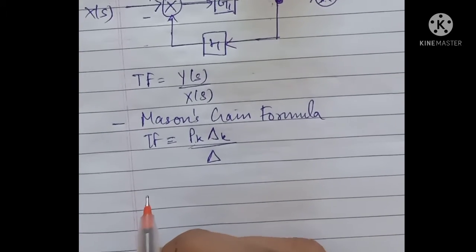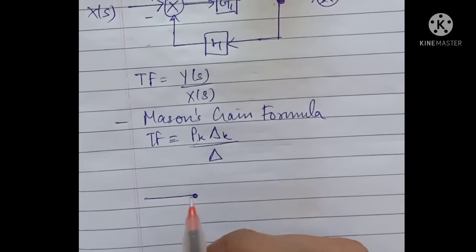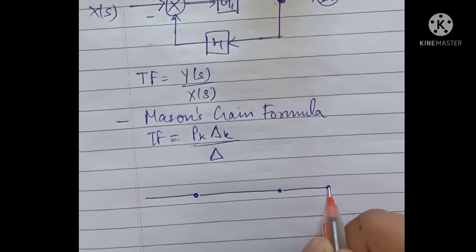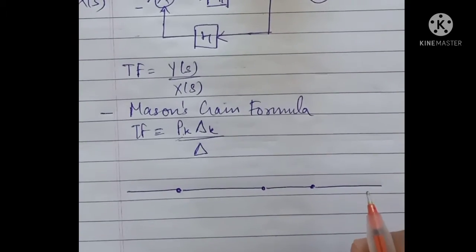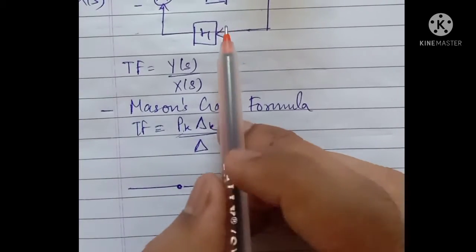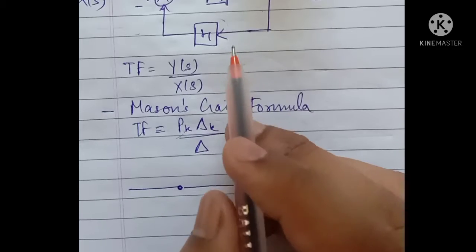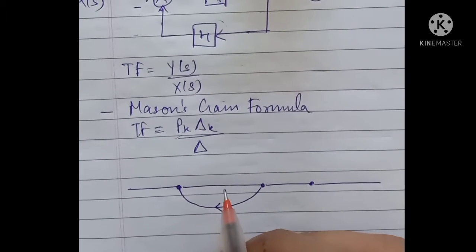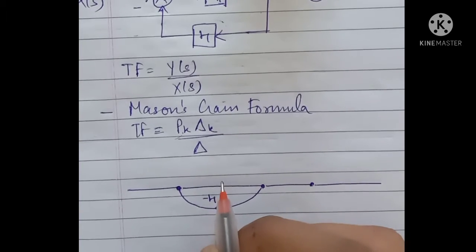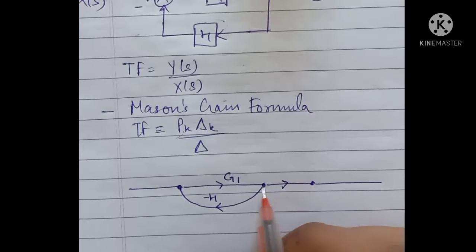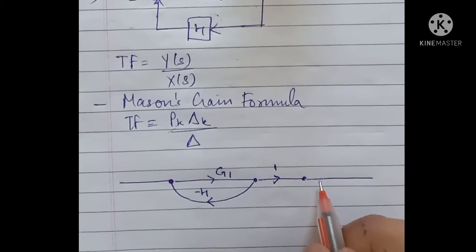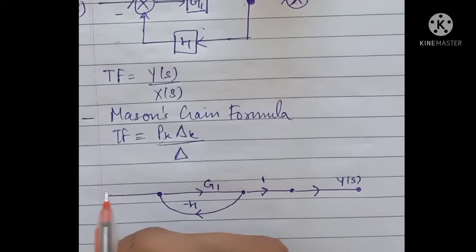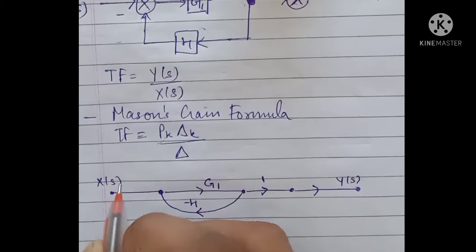Now this is a summing point, which is represented in Mason's gain formula as a dot. Same, this is a dot. This is the feedback part. This H represents the feedback part, which is coming from the output and moving backward, so that is the feedback path. You have to write minus H, and this is G1. If nothing is there in between, it will represent 1. This is y of s, and this is the input, x of s.